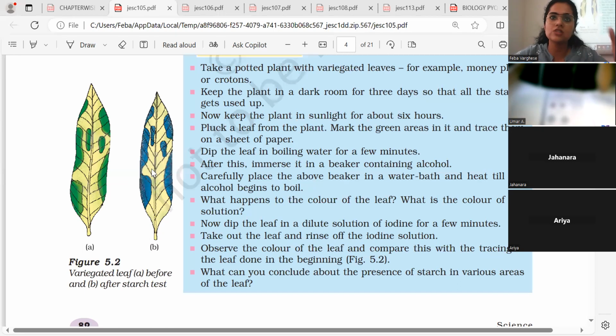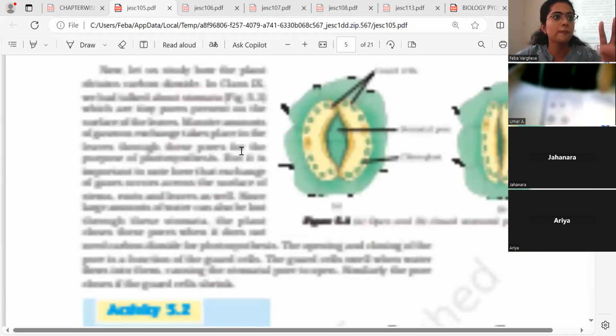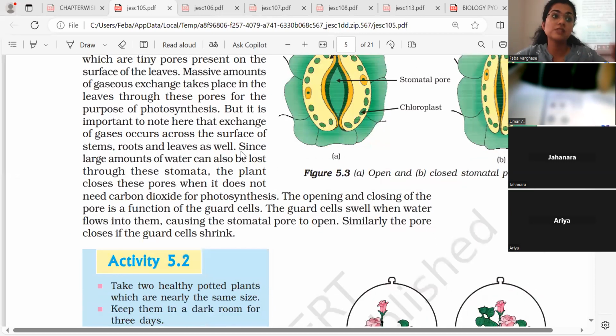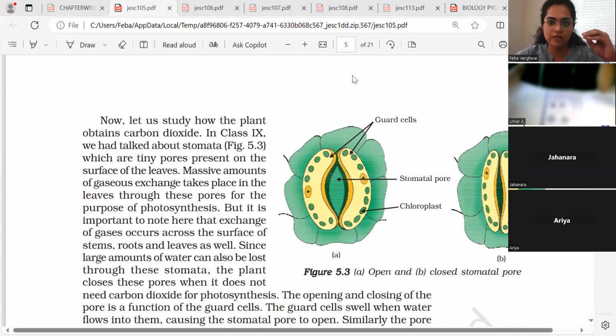And in order to test for starch, which solution do you use, guys? Iodine solution. All right. Yes. So you have to read this activity. Okay. This is important. Potassium hydroxide is for carbon dioxide absorption. That's coming up. Okay. And then about the opening and closing of the stomatal pores. This is again an important thing. Okay. The guard cells are helping.